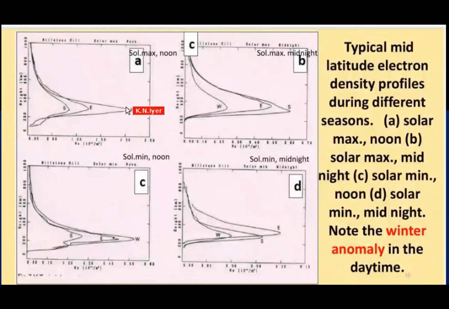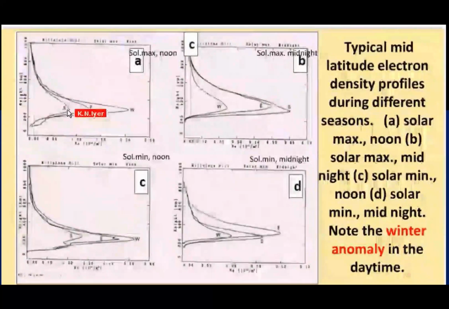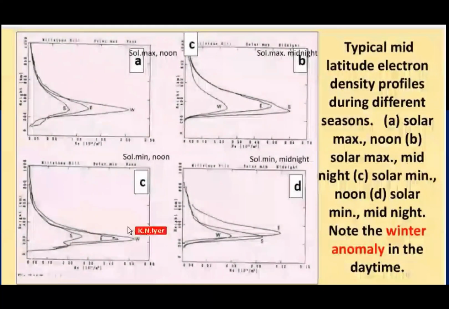The value of the electron content in winter, the peak value, is much higher than that of the summer. This is something unexpected. We expect during the summer the sunshine is more, and therefore the ionization should be more. But here it is occurring the other way around. In winter the ionization is more and summer ionization is less. This is true for both solar maximum and minimum during daytime. But at night time this is not there. Summer value is more than the winter value.